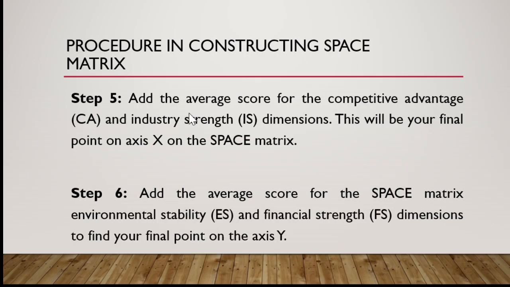And then add the average score for the competitive advantage and industry strength. Okay, ito yung magkasama, competitive advantage and industry strength. This will be your final point on the x-axis on the space matrix. On the other hand, add the average score for the environmental stability and financial strength dimensions to find your final point on the y-axis.